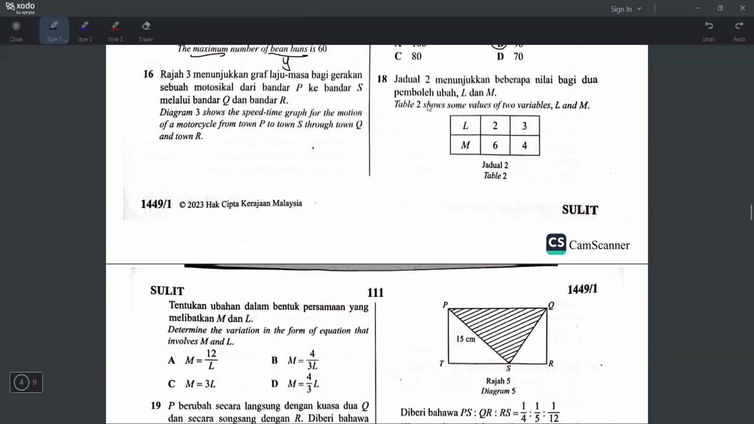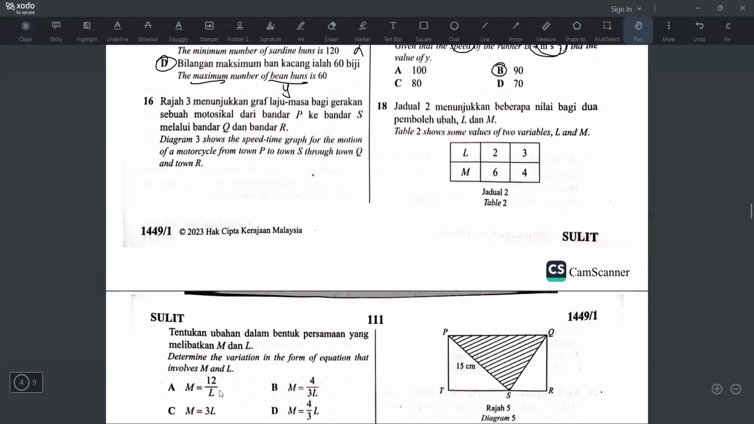Okay, let's continue. Number 18. Table 2 shows some values of two variables, L and M. So L is 2, 3, M is 6, 4. And then they say determine the variation in the form of equation that involve M and L. So if I look at A, B, C, D, semua ni dia jadikan M subject. It means all the A, B, C, D answer, M is single. Dia jadikan M single, right? So I have to determine the relationship between M and L lah.